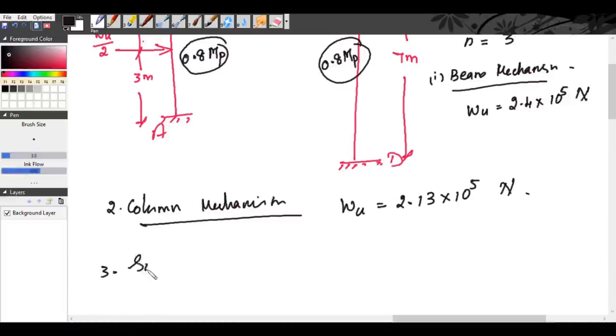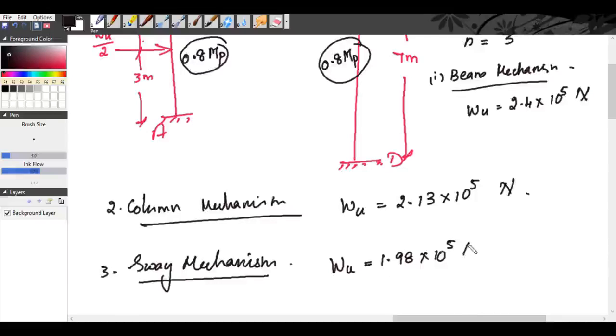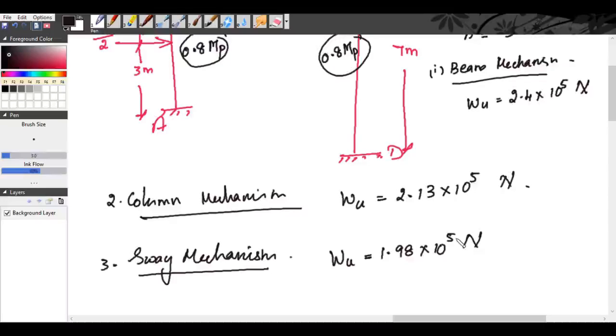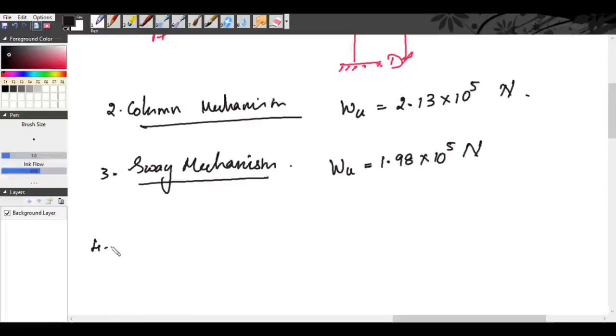Third mechanism is the sway mechanism. See here, the columns are of unequal length, so you will have theta 1 and theta 2. Equating external work done to internal work done, we will get our collapse load as 1.98 into 10 raised to 5 Newton. And the last is the combined mechanism. The combined mechanism is a combination of beam and sway mechanism.